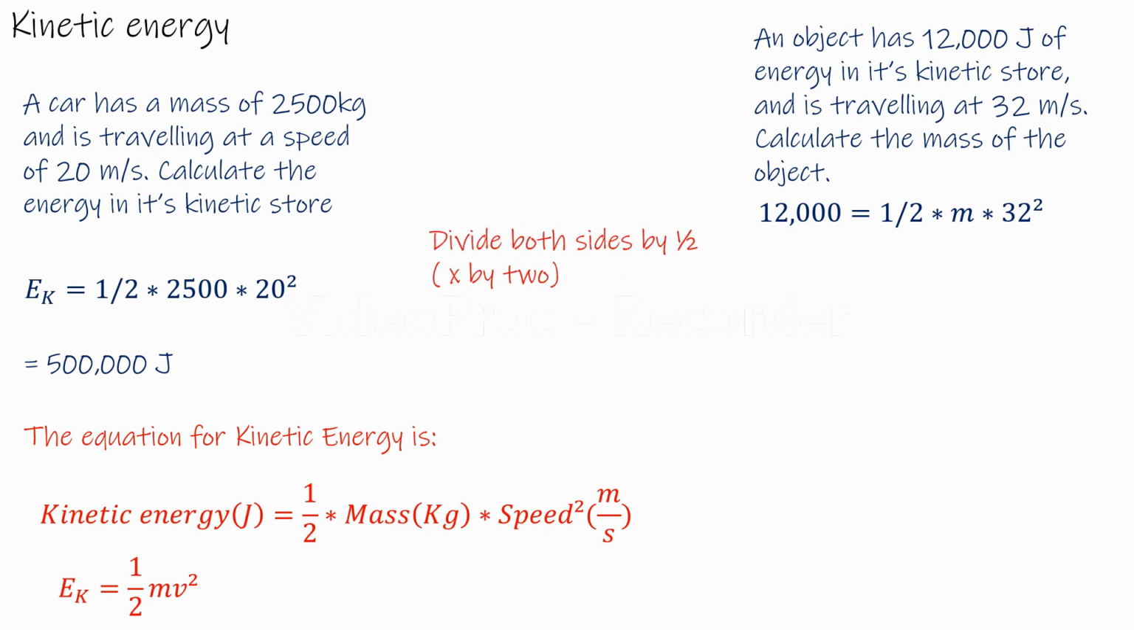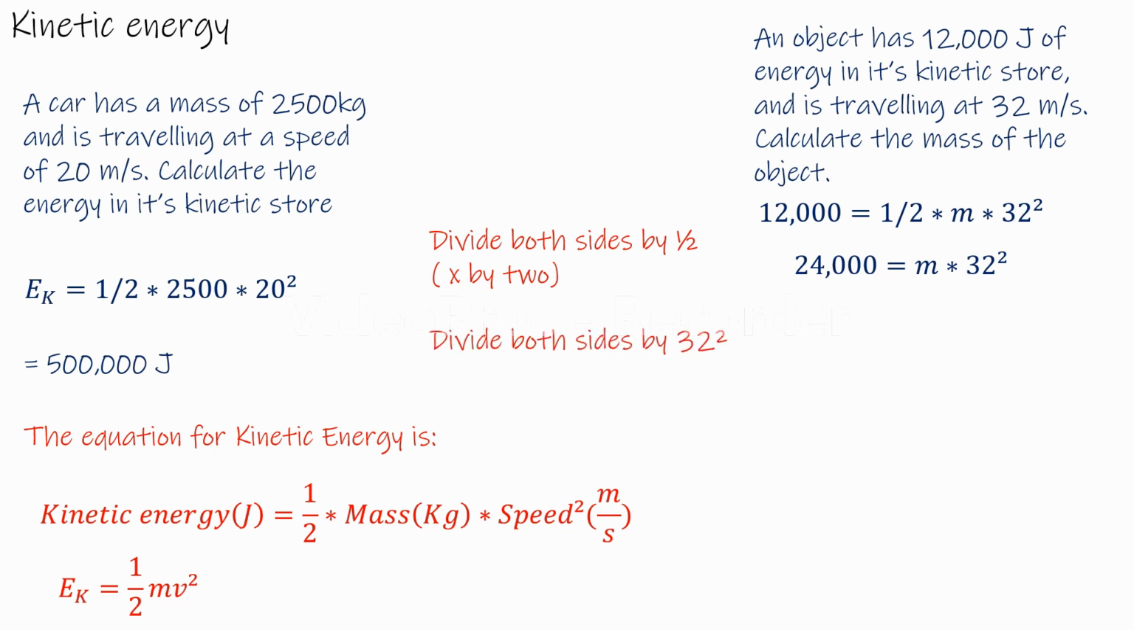So the first thing we're going to do is divide both sides by 1/2, as dividing the right hand side by 1/2 will get rid of the half, whereas dividing the other side by 1/2 has to be done because we have to do the same thing to both sides. And dividing by 1/2 is effectively just timesing by 2. So here we're going to have 24,000 equals m times 32 squared.